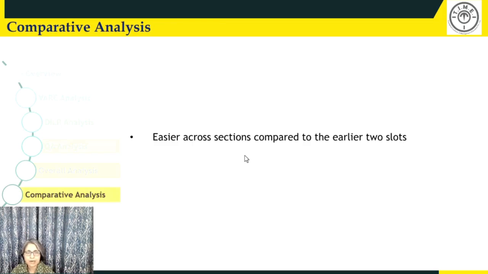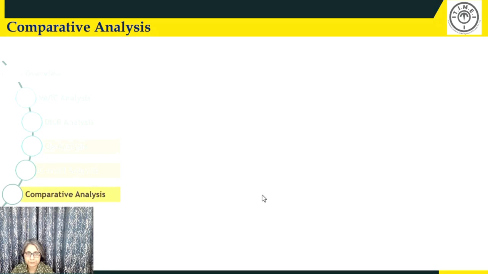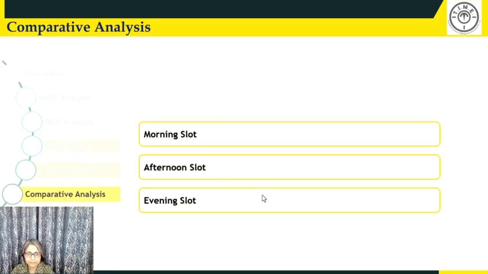A comparative analysis. Overall, it seems that the final slot of CAT 24 was somewhat easier in all the 3 sections as compared to the other 2 slots. Moreover, many of the students were a little forewarned about the change in pattern. So this is our comparative analysis.